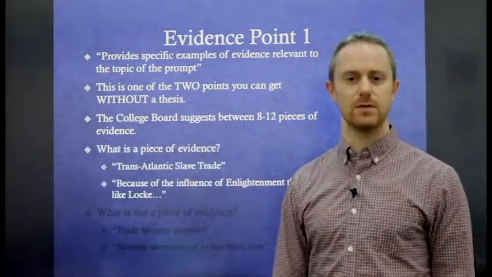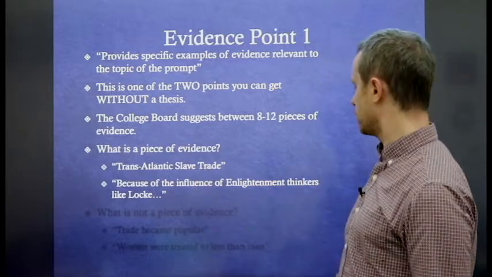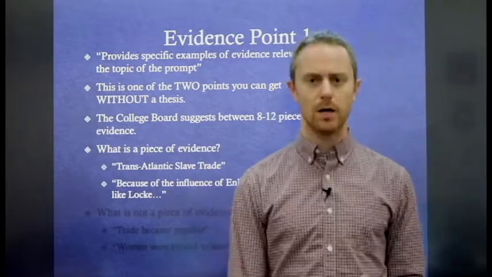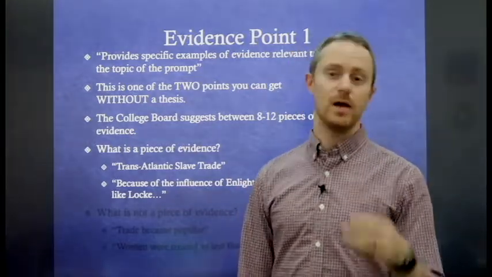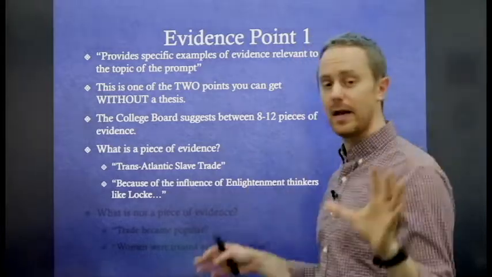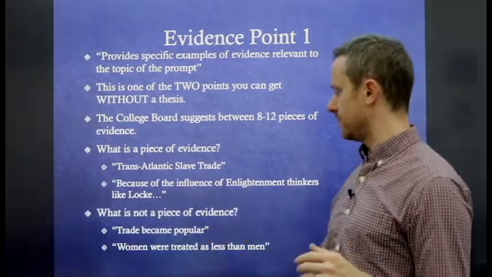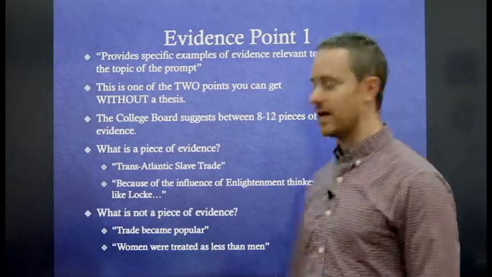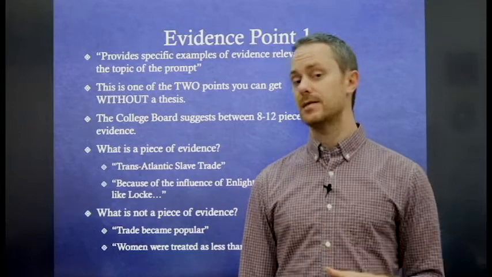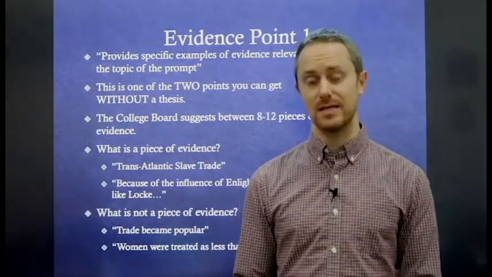What is a piece of evidence? Transatlantic slave trade. Because of the influence of Enlightenment thinkers like Locke. Those are specific things. They existed at a specific time, involving specific people. We got details there. Details. On the other side, what is not a piece of evidence? Trade became popular. Women were treated as less than men. I'm not saying you don't want to ever include statements like this. I'm just saying they don't count as evidence.